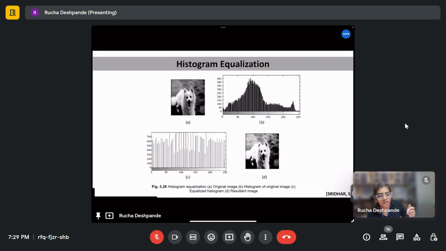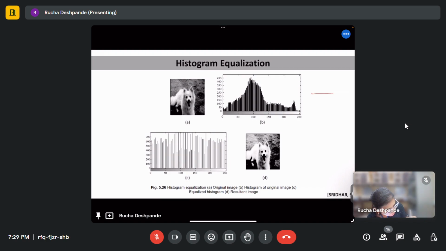Okay. Before, we saw contrast stretching, where we increased the contrast in our image by changing the range of our histogram. This was AB and then we changed it to CD. But the shape of the histogram would remain the same. In histogram equalization, what we try to do is change the shape of the histogram.